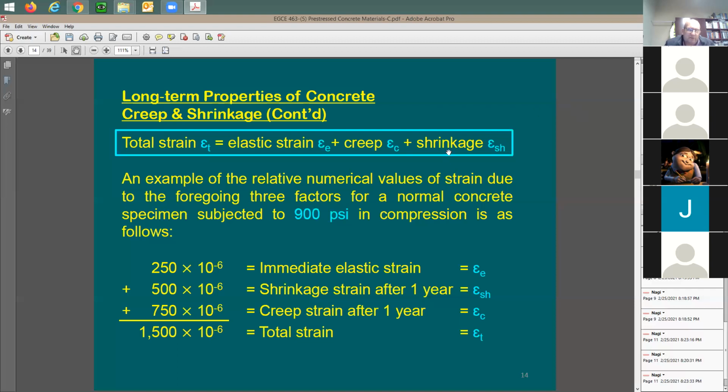Plus the drying shrinkage. I'd like to call this drying shrinkage. When the concrete wants to dry and this carbonation is going to happen and the cement is going to be hydrated, this is what's going to happen. The size of it is going to reduce.